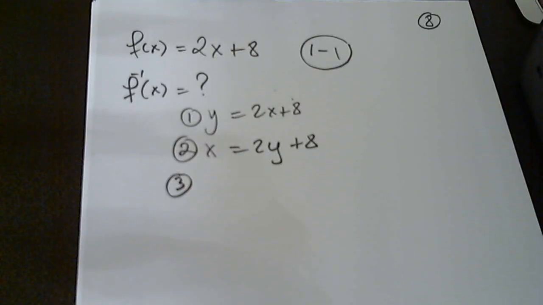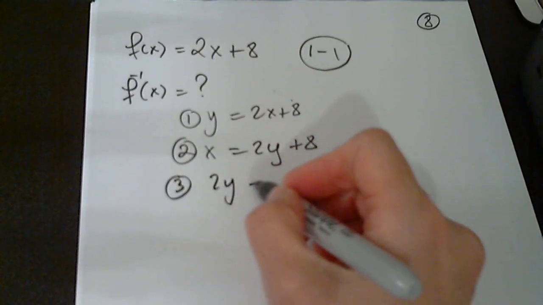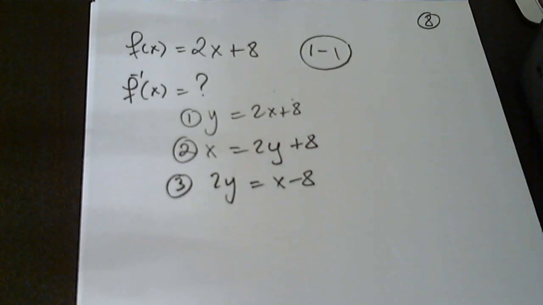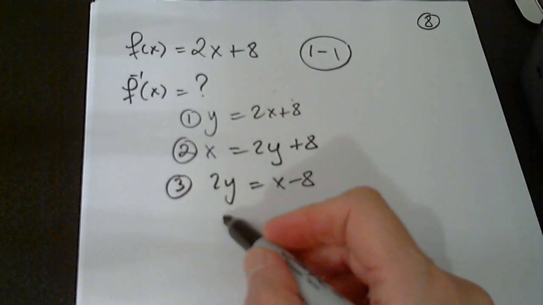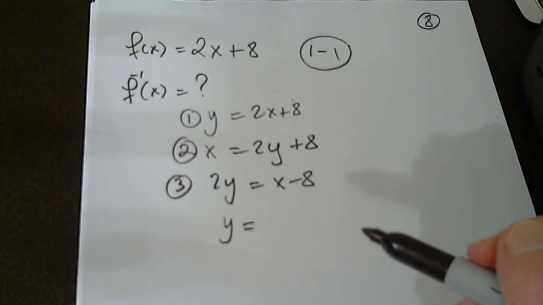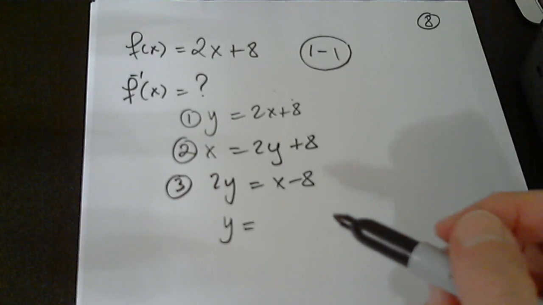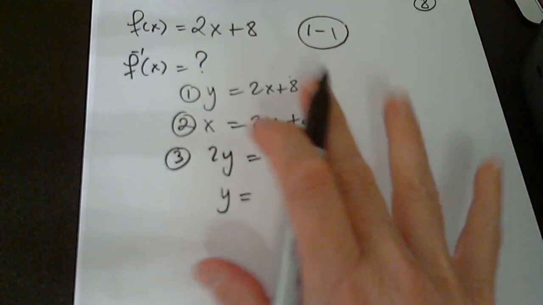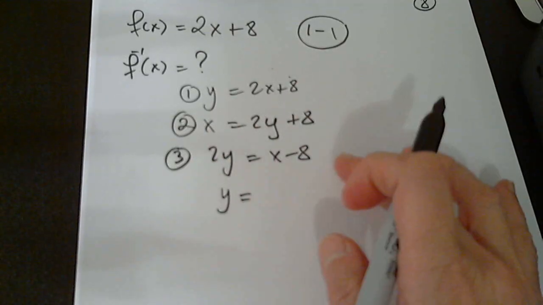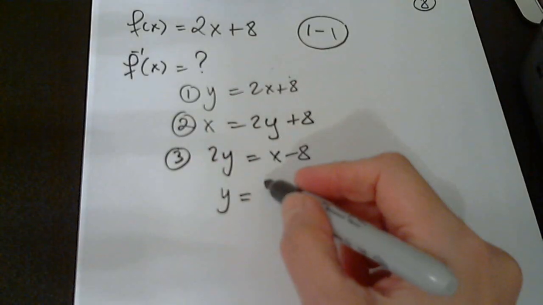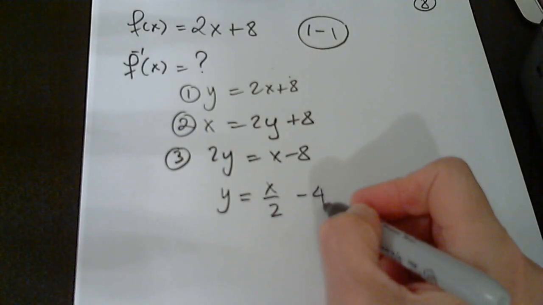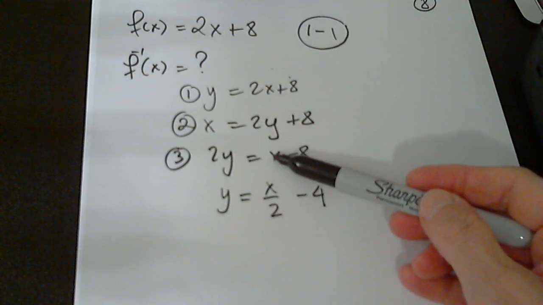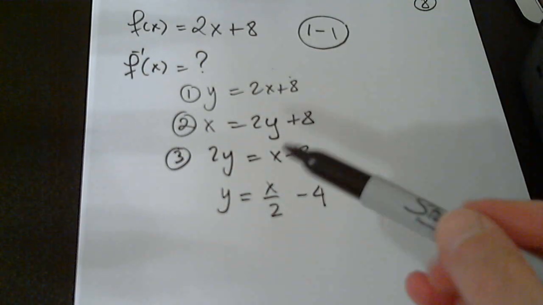Subtract 8 from both sides. Exactly. So I have 2y equals x minus 8. I haven't solved for y yet. I have one more step to go. X minus 8 over 2. Yes, perfect. However, I prefer dividing term by term. You'll see why. X over 2 minus 4. This divided by 2, this divided by 2, this divided by 2.